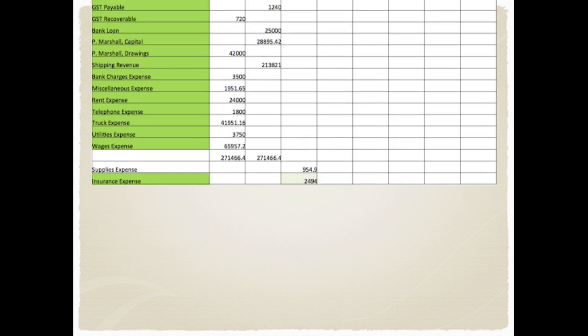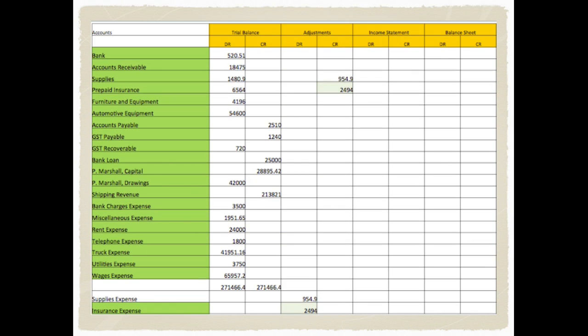So let's go back to the adjustment entries, okay? And to the adjustment column. So we have to debit and credit the corresponding amounts. So we have to credit the prepaid insurance and we have to make another account called insurance expense and then debit that.